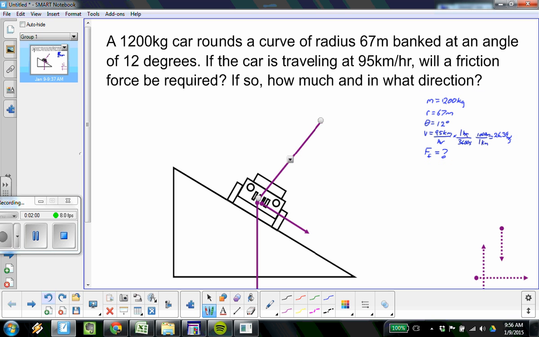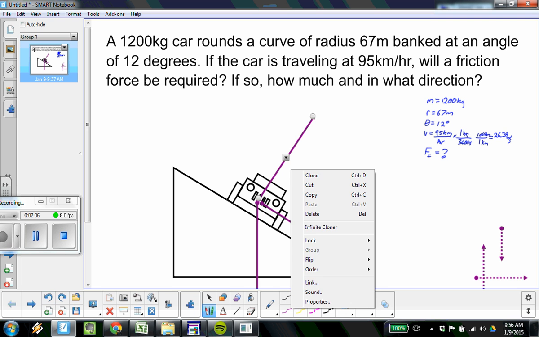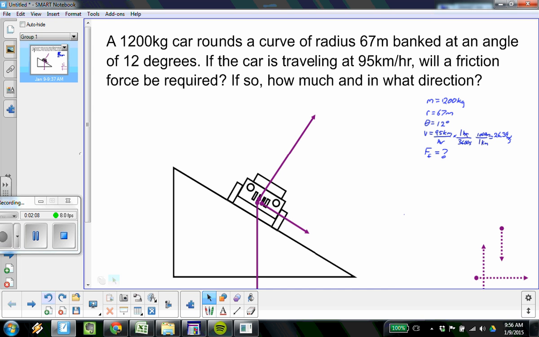Actually, that doesn't really look perfectly perpendicular to the plane. That's a little bit better. So we have the normal force, we have the friction force, and we have the force of gravity. The force of gravity, of course, is going to be mg. The force of friction is what we want to find. We don't know that just yet.